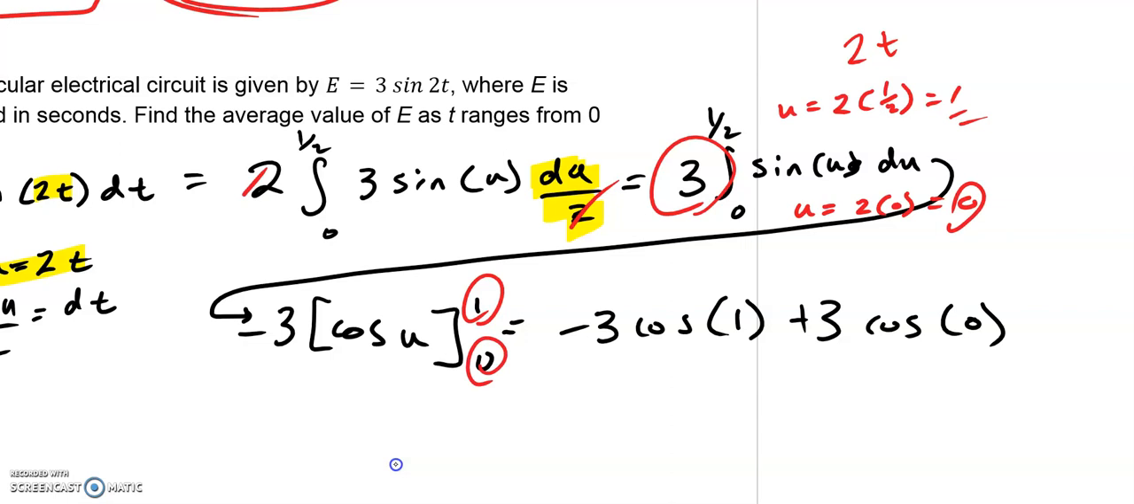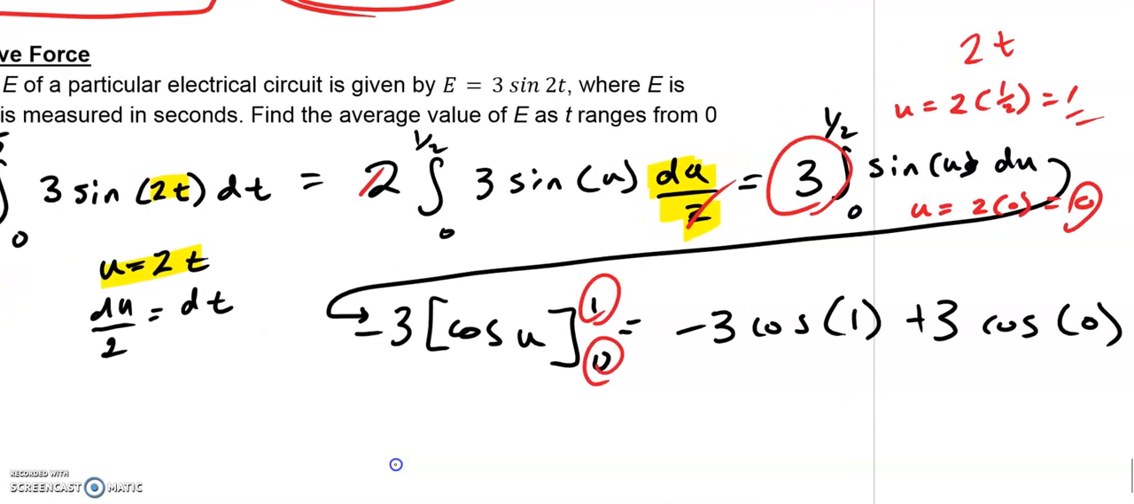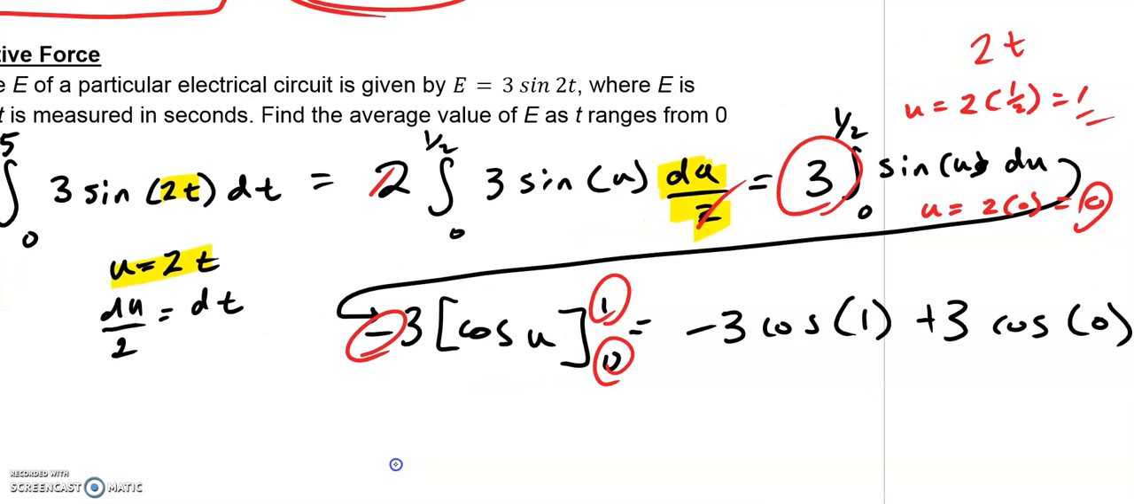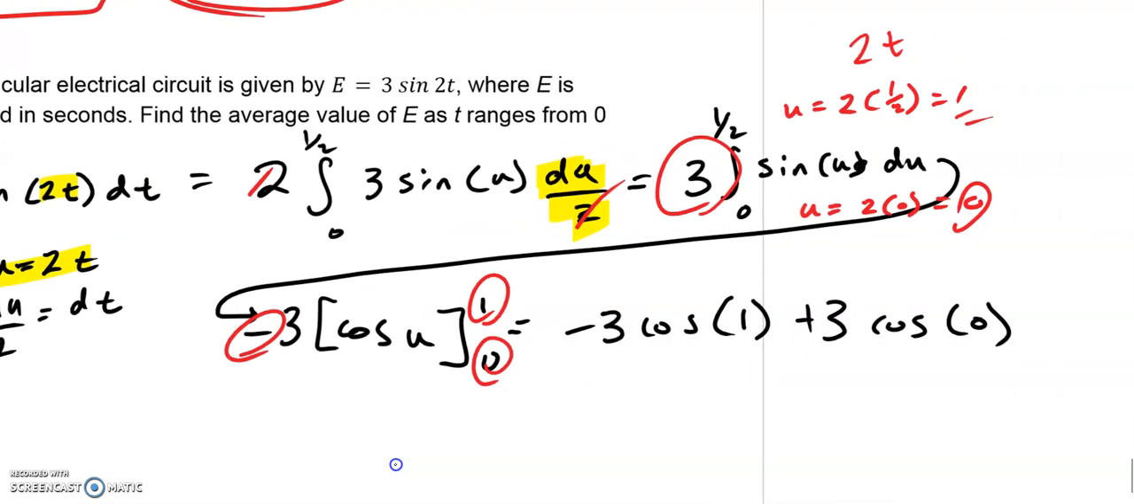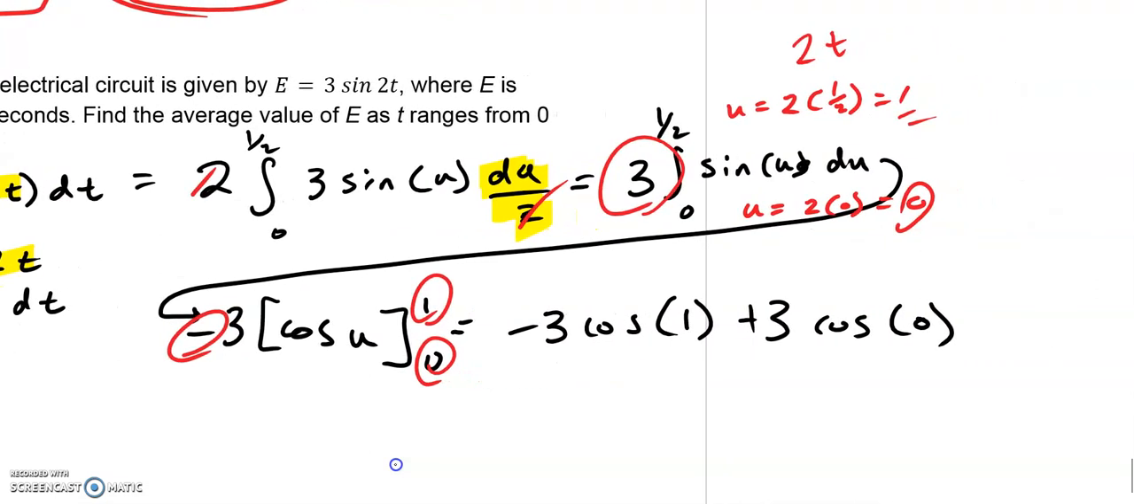And then when I integrate sine, I get negative cosine, and that's why I have this negative out front. Then when you plug in your upper and lower limits, when you plug in your upper, you get negative 3 cosine of 1. Plug in your lower, you get positive 3, because it's upper minus lower, but when you multiply this back in, that's why it becomes positive. And so then you get positive 3 cosine of 0.